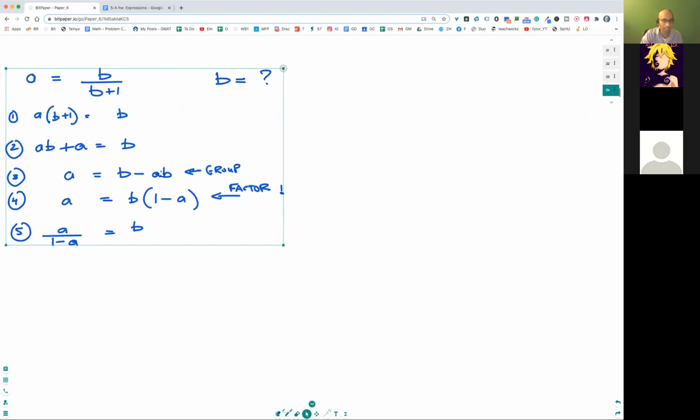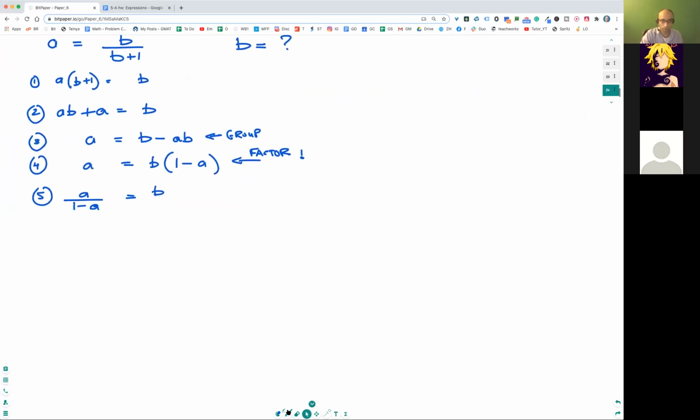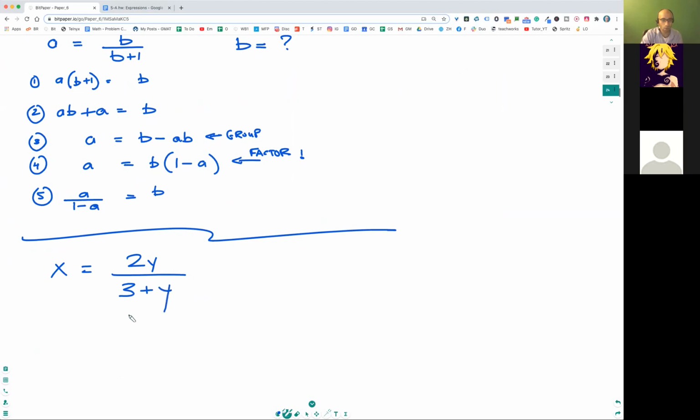problem of the very same type. So here it is. And if you're not able to solve it, that's cool. I'll give you another problem. But this is a good problem to solve. So let's say you want to do x is equal to 2y over 3 plus y. All right, so try this problem. If you're not able to solve this, I'll give you a slightly simpler one.